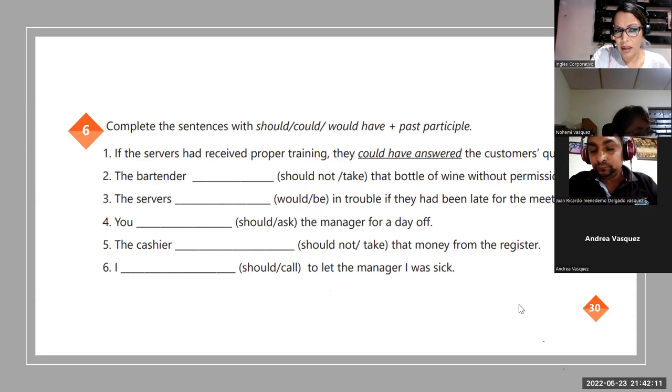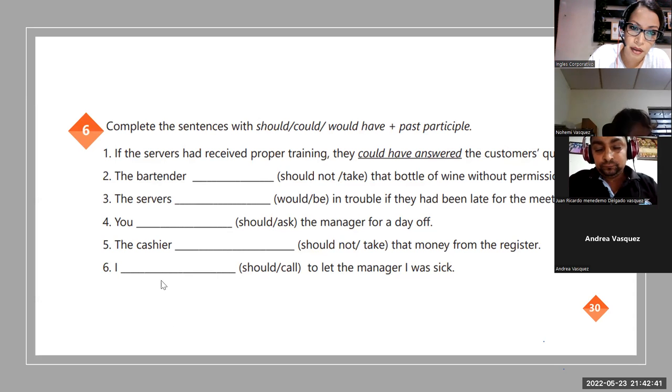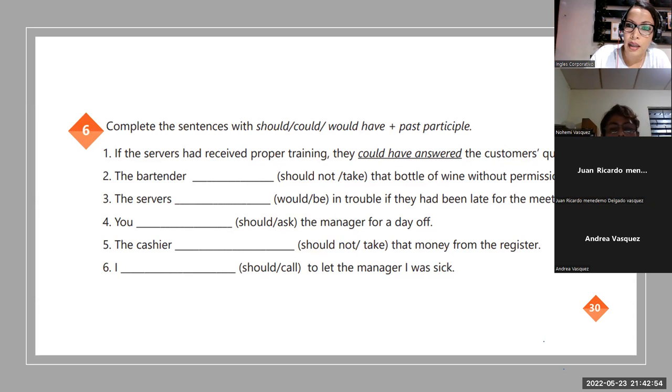¿Cuál es el verbo? Ajá, el auxiliar, el verbo have, porque aquí está en presente. En el ejemplo anterior, if have está en pasado. Aquí no estamos utilizando if. O sea, aquí estamos haciendo una sola oración. No estamos haciendo dos cláusulas, no llevamos cláusulas con if. Solo la primera sí tiene el if, tiene las dos cláusulas: If the servers had received proper training, they could have answered the customer's questions. Pero las demás, de la 2 a la 6, todas son la independiente, ninguna lleva if. Pero en ambos casos se utiliza siempre el pasado participio, ¿verdad? Sí, del verbo principal.